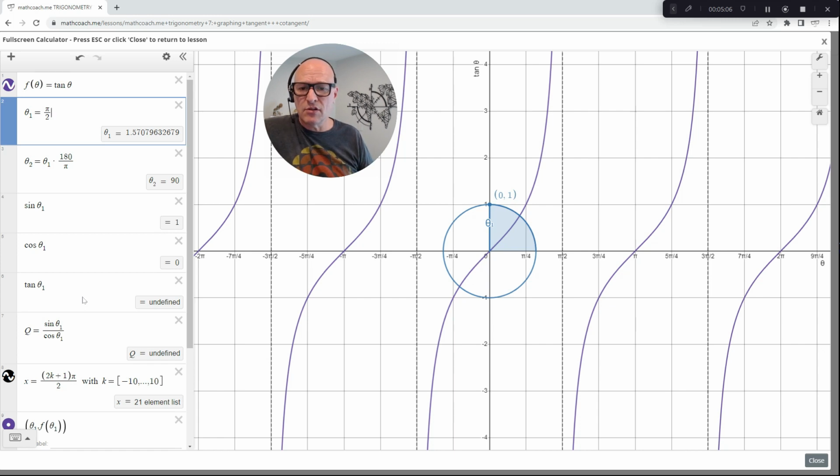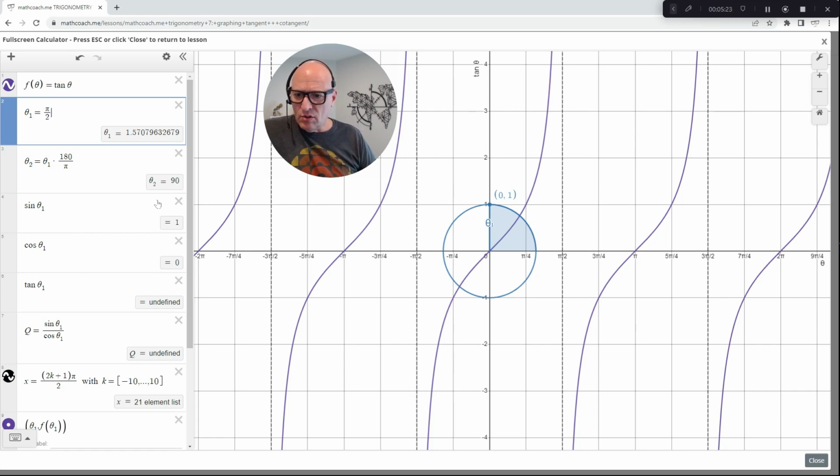1 divided by 0 is undefined, and that's why we have an asymptote, and that's why there's no longer a line joining this point to our function. It just doesn't exist. Our function does not exist at 90 degrees.